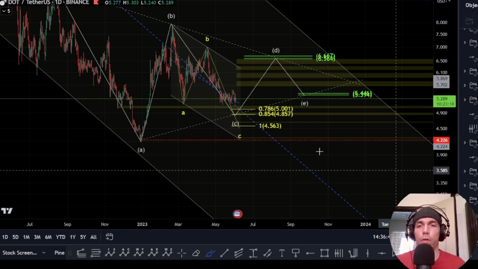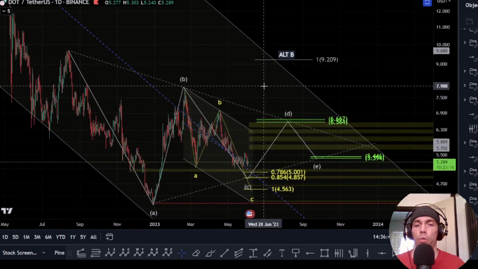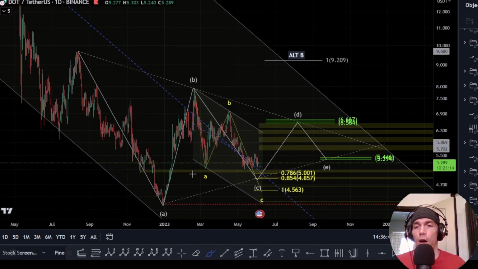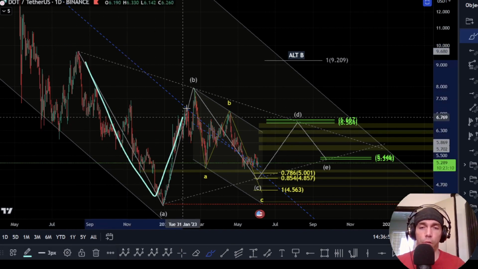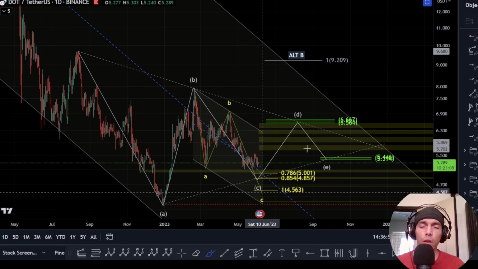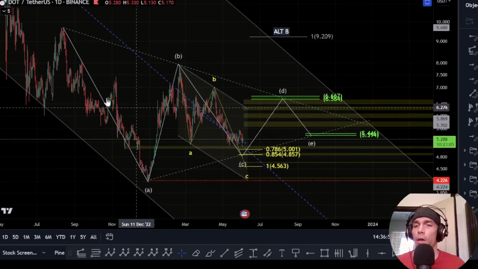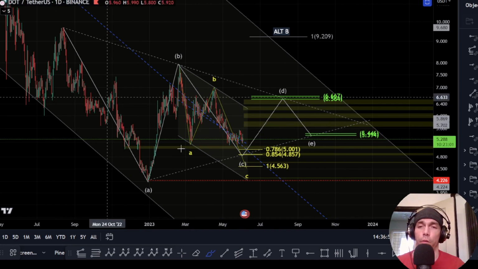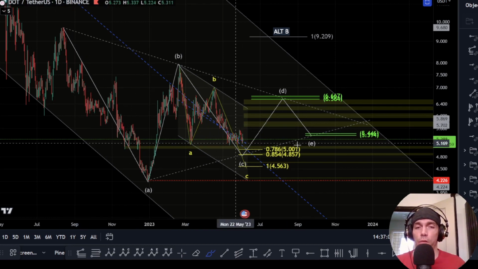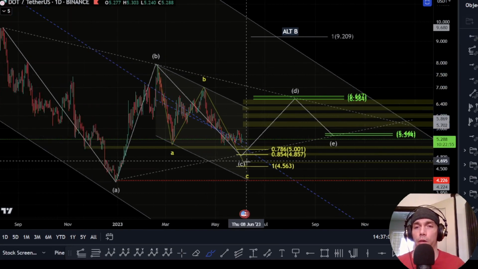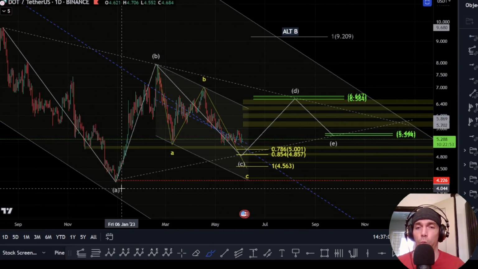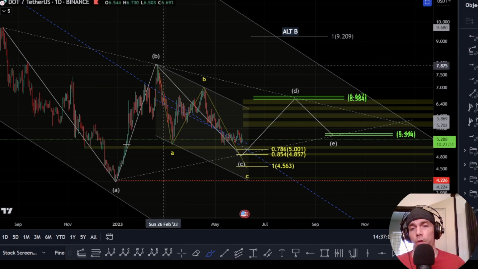Now, another way we could look at this, because if this is a Z wave, what we could argue is that actually our X wave completed further back here, and we're looking to form a triangle here. Now this triangle would be slightly different because this would be a Z wave triangle. So this would be a completing move of this sequence. So what this would mean is that after this E wave plays out, price action would actually look to break to the upside.